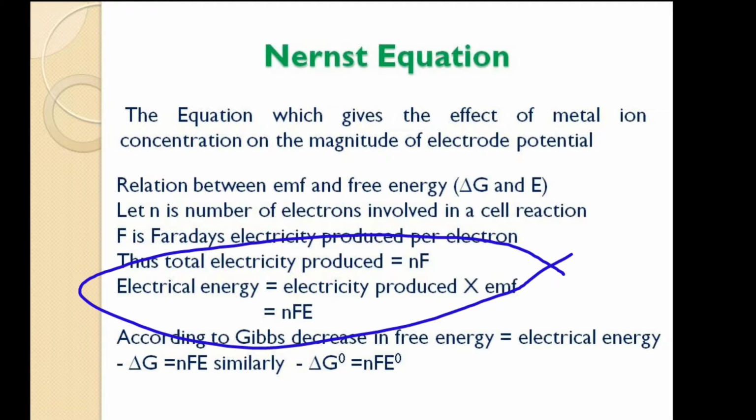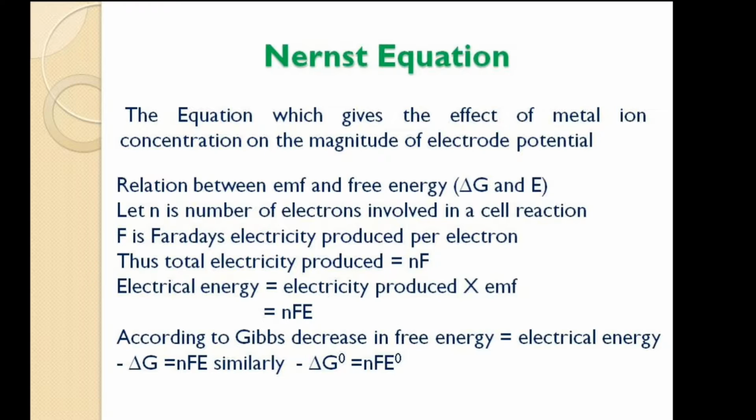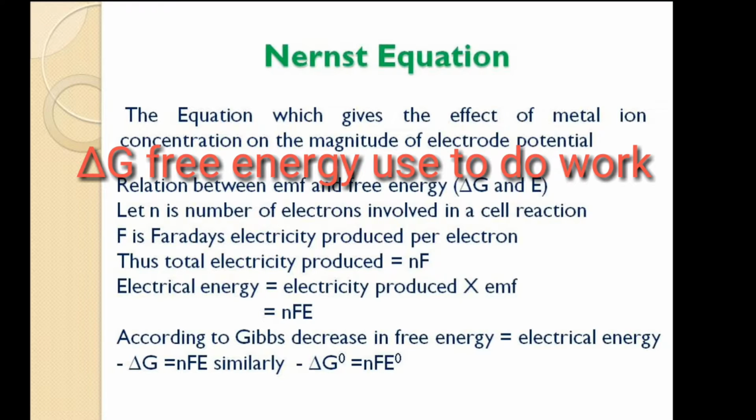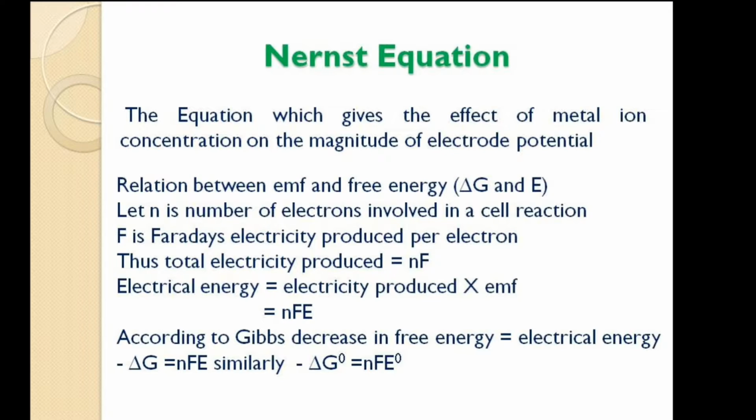Now electrical energy is nothing but the product of electricity produced and EMF of the cell. So in this way, electrical energy is equal to n into F into E. Now according to Gibbs, decrease in free energy is equal to electrical energy. Now as you know, delta G is nothing but free energy, that is energy available to do work. And here work is to generate electricity. तो क्या होगा, जैसे जैसे इलेक्ट्रिसिटी जनरेट होगी, फ्री एनर्जी जो है वो कम होती जाएगी. That's why here minus delta G is equal to nFE.